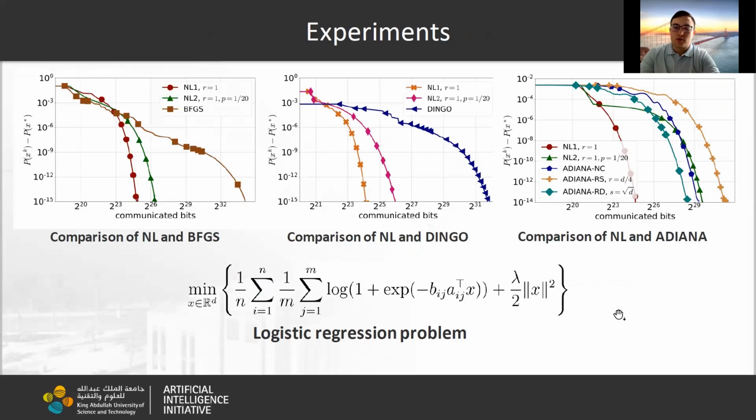We have conducted some experiments on a logistic regression problem, comparing our method with accelerated DIANA, DINGO, and BFGS. As you can see from these numerical experiments, our method outperforms others by many orders of magnitude. We hope that this new approach is very promising and should be investigated.